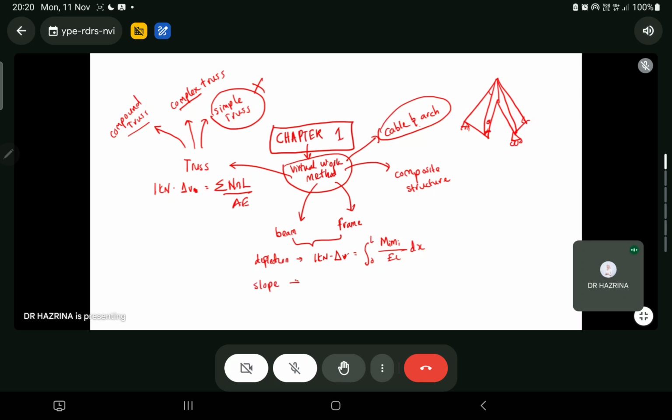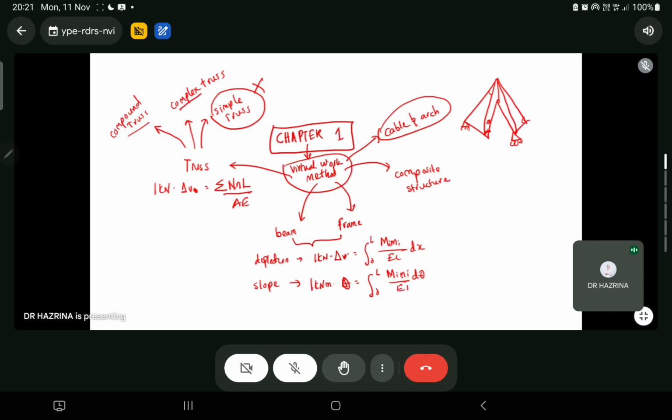Okay, the rotation slope. So when it comes to the rotation slope, maksudnya you jangan apply 1 kilonewton. What you need to apply is 1 kilonewton meter. Okay, so it will become 0 to L, and then you will have similarly M, I, E, I. Oops, sorry, this one. And then you have D data. Okay, so ini dalam beam atau frame.